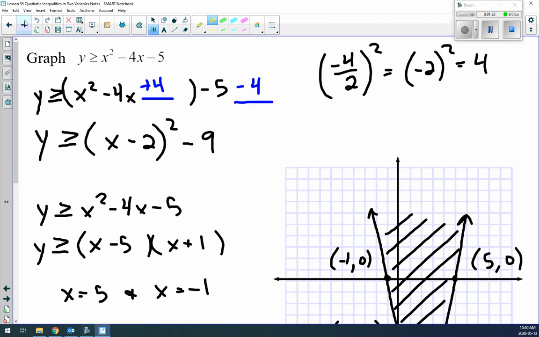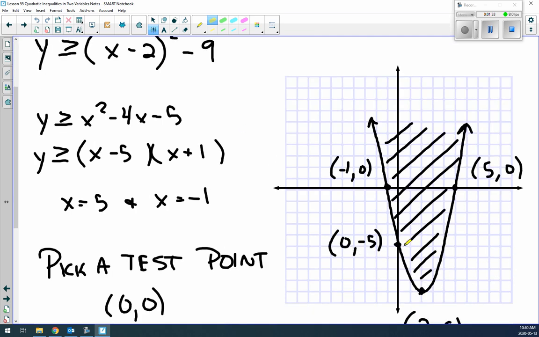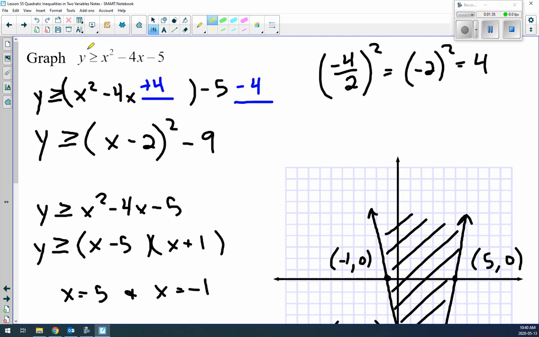Okay, go to the second example here. So let's graph this one. Now, this is in standard form: x squared minus 4x minus 5. So first off, you know right away, hey, -5, that's the y-intercept. Yeah, there it is. Hey, it's greater than or equal to, so it's going to be a solid line.